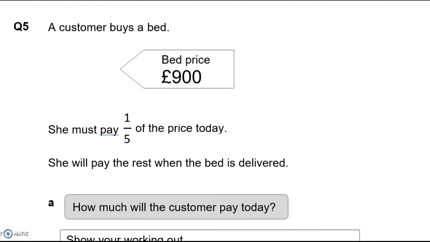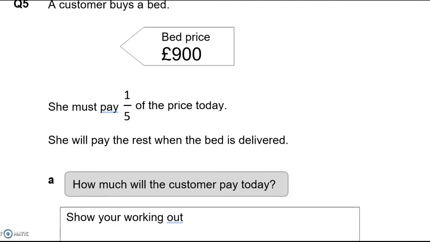Question five. A customer buys a bed. Bed price is £900. She must pay one fifth of the price today. She will pay the rest when the bed is delivered. How much will the customer pay today?